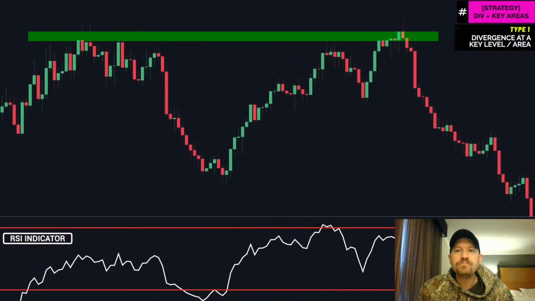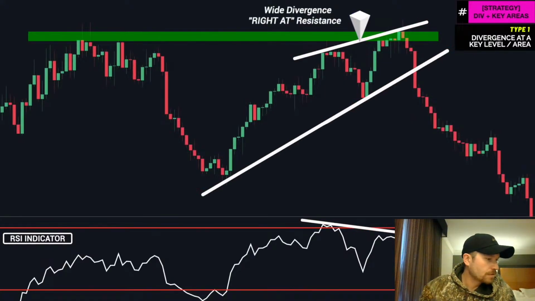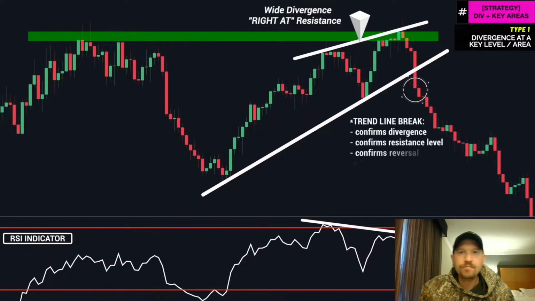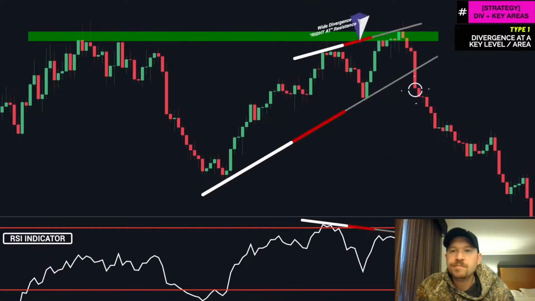But now, as a divergence trader, once you noticed this wide divergence form right at key resistance, you would apply your trend line like this. And once price broke it with this bearish momentum candle is when you would start looking for trade entries short. This also shows why you should never chase trades, as there's always another trade opportunity coming up. So let's show this again going the other way.